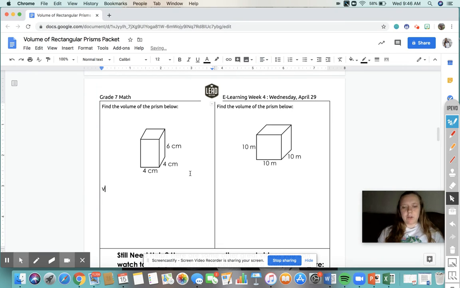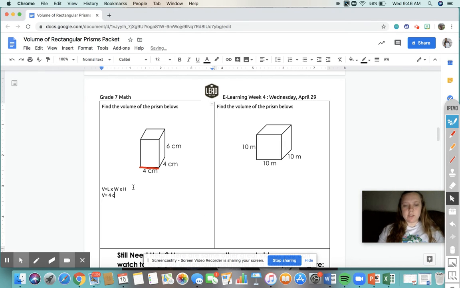For the third one, we're looking at another prism. We want to do volume equals length times width times height. We have to determine, again, what is our length, what is our width, what is our height. So I'm going to pull out my handy dandy pen. My length is how long the base is. So how long is the base here? 4 centimeters, right.